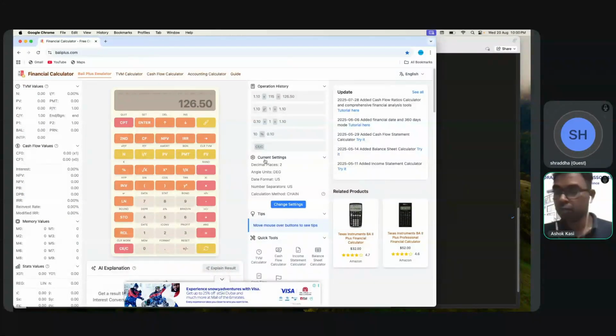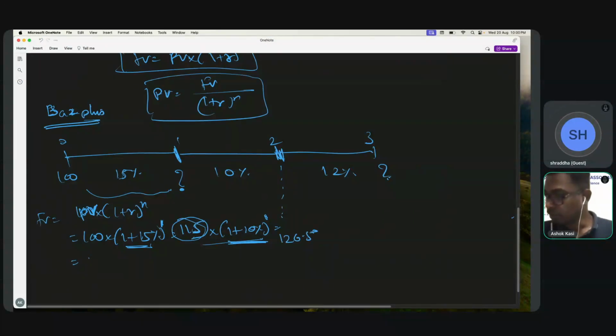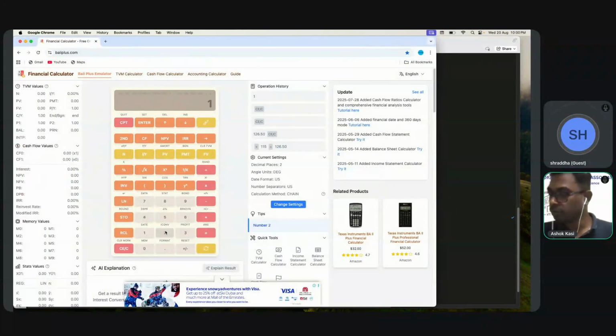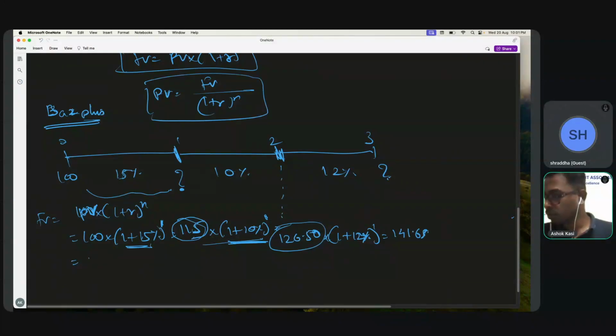If I'm going too fast, you feel free to stop me. Okay, 126.50. This is at the end of the second year. Now again it will grow at the rate of 12 percentage for 1 year. So that will be again 12 percentage plus 1 raised to 1, multiplied by 126.50, which equals 141.68. So this 100 is becoming 141.68.